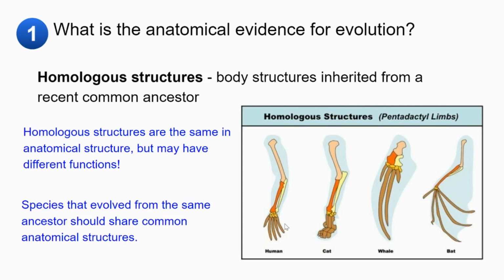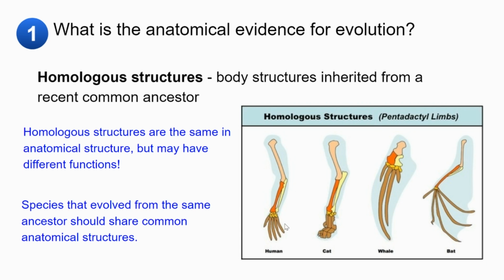If so, the body structures that are theorized to have been inherited from a recent common ancestor would be called homologous structures. Homologous structures are the same anatomically. They are made of the same material and composed or formed in a very similar fashion. However, homologous structures might be used for different functions. If we look at our arm bone example again, the human uses their arms for grabbing, the cat for walking, the whale for swimming, and the bat for flying. But all of these arm bones are the same.